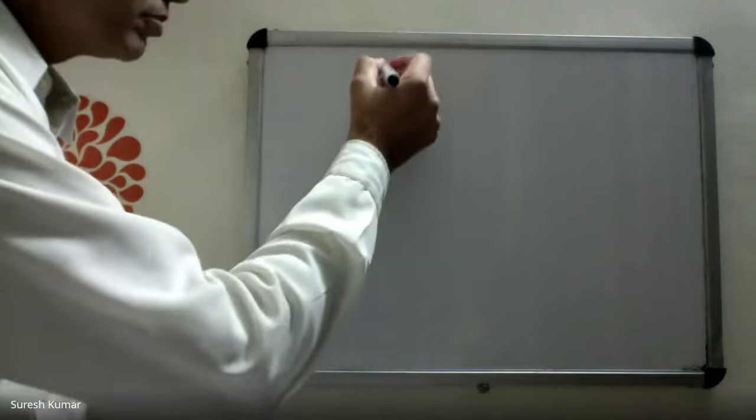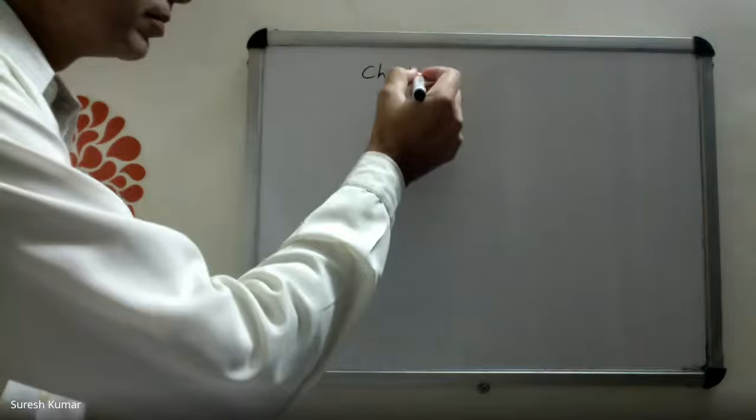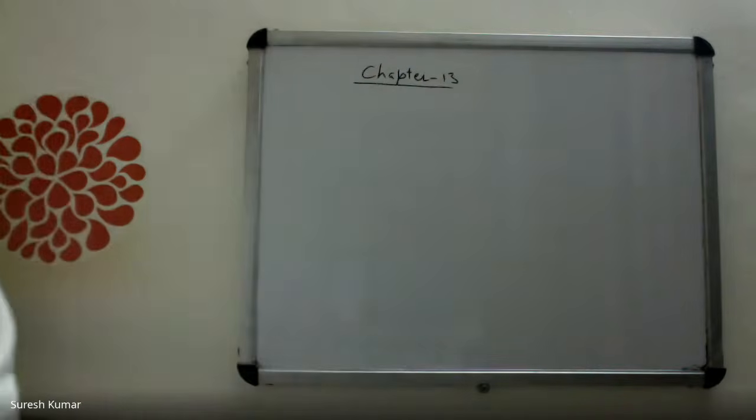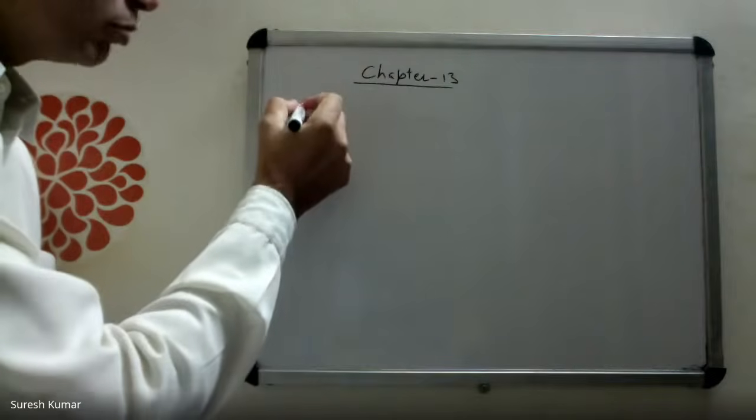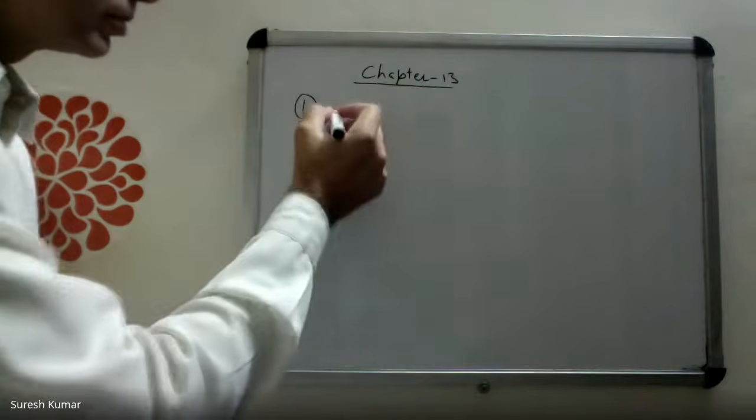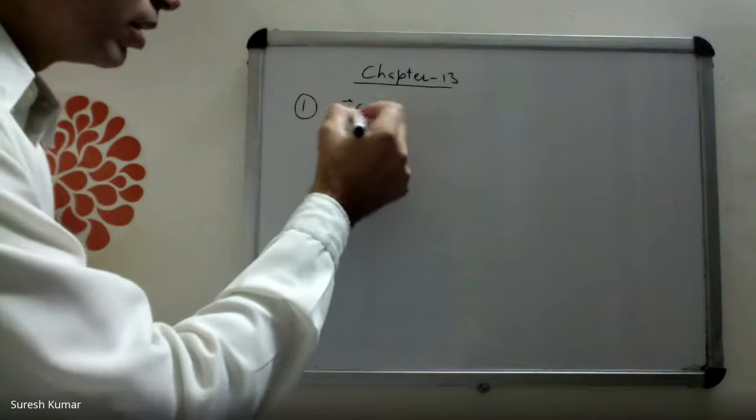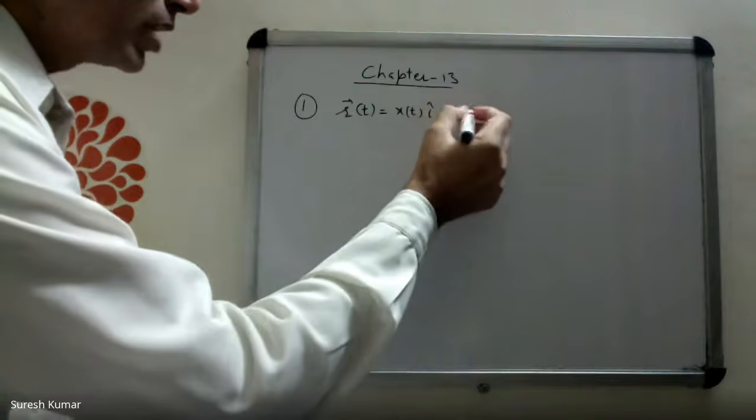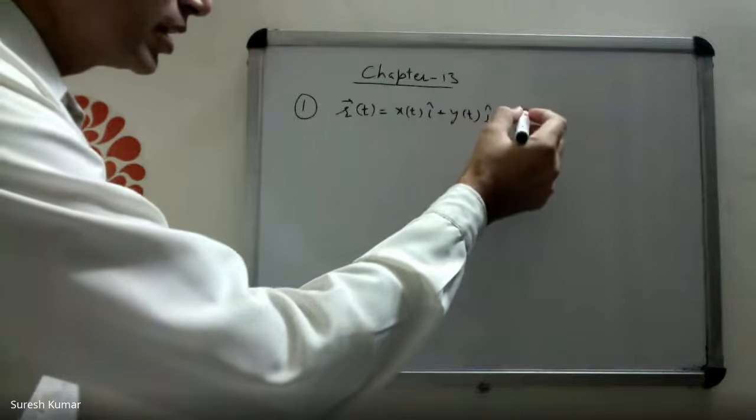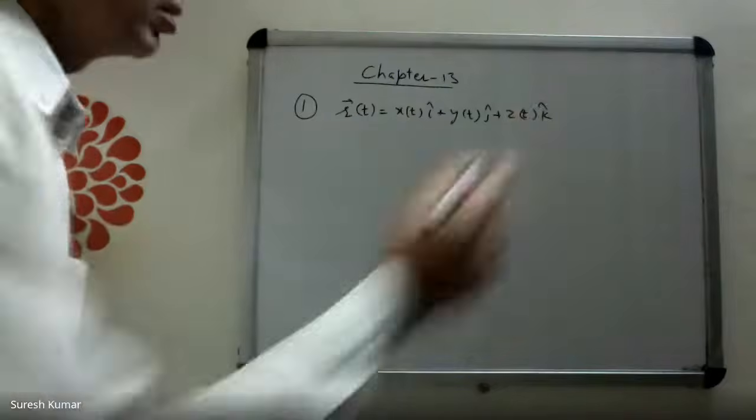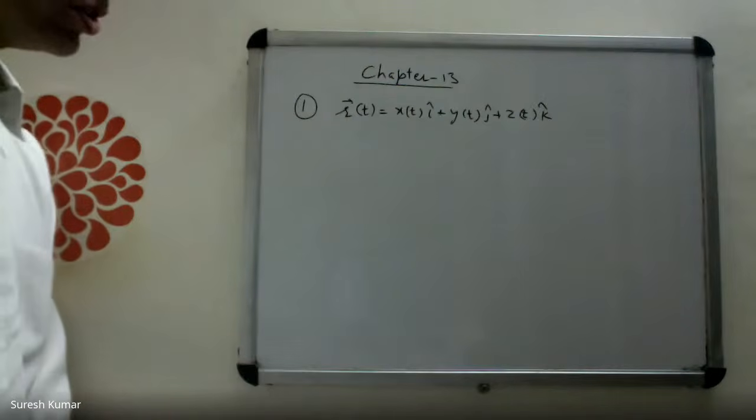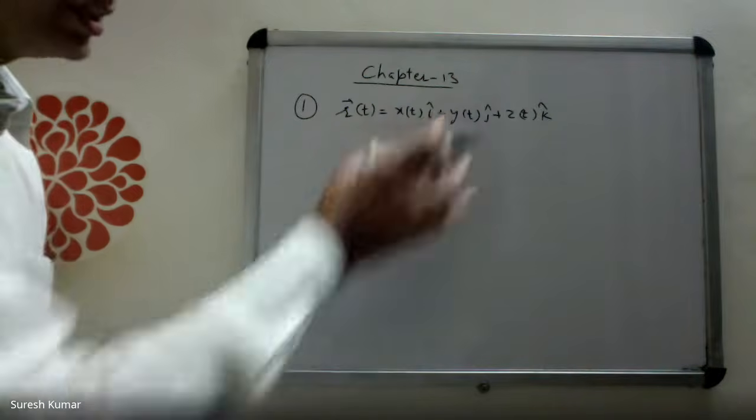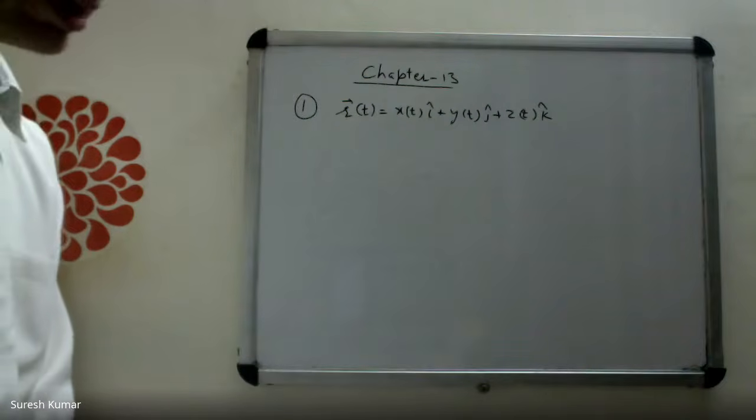Okay, so we are in chapter 13 that is related to vector functions. Let's recall some key points from the previous lectures. r(t) equal to x(t) i cap plus y(t) j cap plus z(t) k cap. This is a vector function of single real variable t. Geometrically, it represents a curve in space.